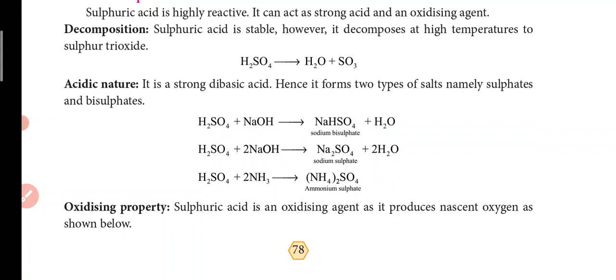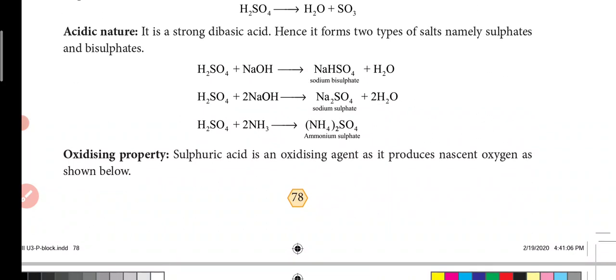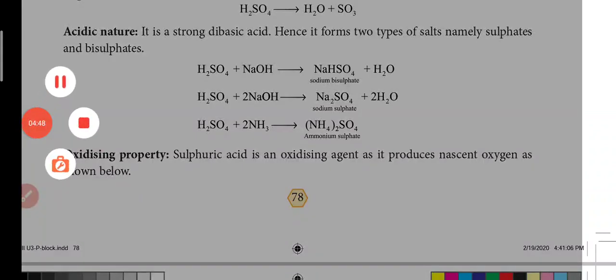As for its acidic nature, it is a strong dibasic acid, hence it forms two types of salts, namely sulfates and bisulfates. Sulfuric acid reacts with NaOH to give sodium bisulfate, where H denotes bi, and it reacts again with a second molecule of NaOH to give sodium sulfate. The same sulfuric acid reacts with ammonia to give ammonium sulfate.